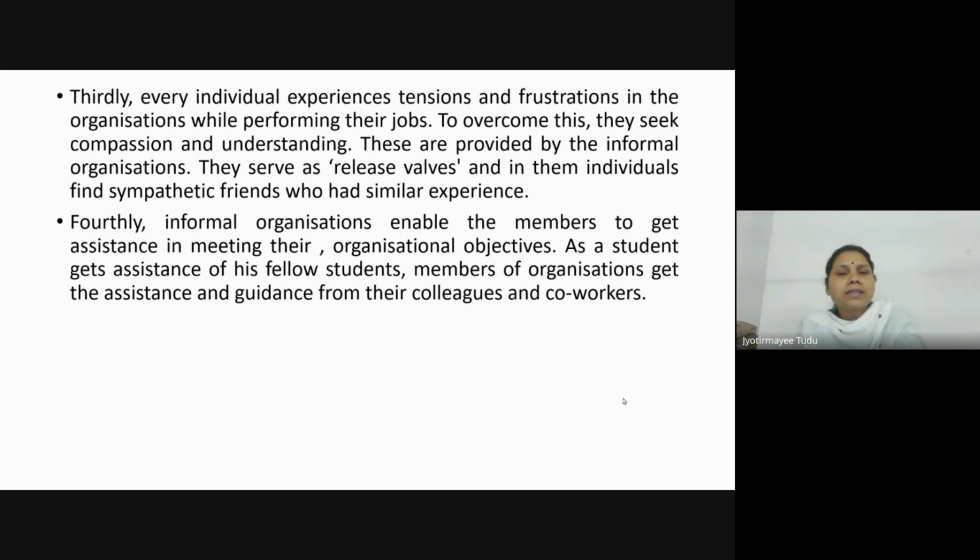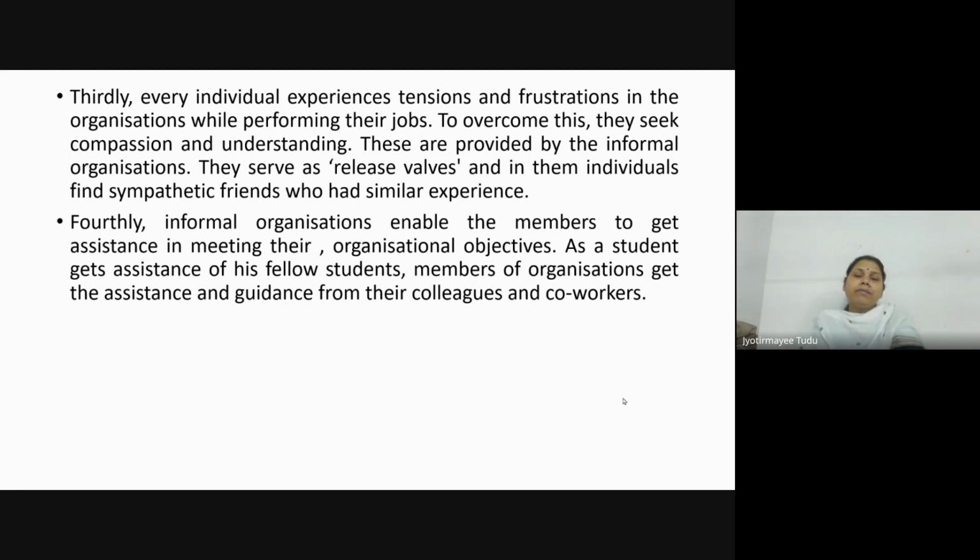So they serve as release valves, and in them individuals find sympathetic friends who had similar experience. You also take the case of the differently able people working in the organization and the approach of organization towards them. So here we need to view the organization in that way, where the level of informality must create a positive vibe in the concerned organization.